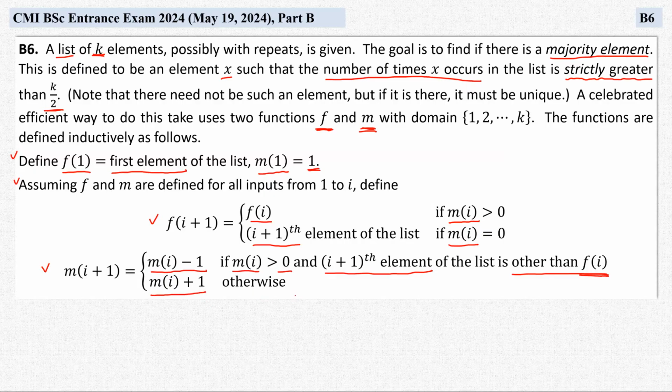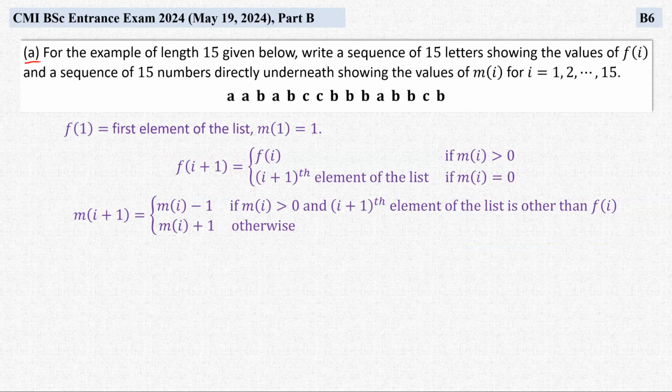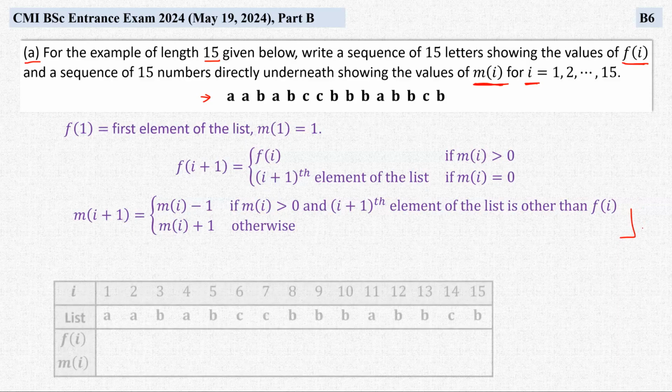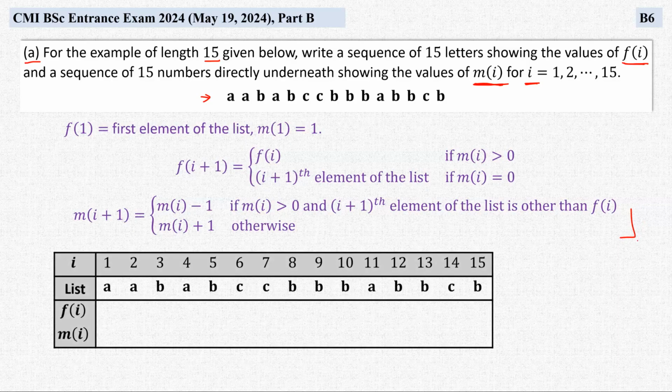These rules seem a bit complicated to understand at first glance, and that's why we have this problem A. For the example of length 15 given below, so we have this list of 15 letters, write a sequence of 15 letters showing the values of f of i, and a sequence of 15 numbers directly underneath showing the values of m of i for all i values. So we have the rules right here, and let's fill up this table. We start with the first element a and number 1.